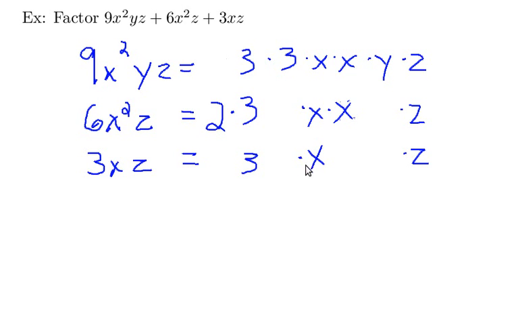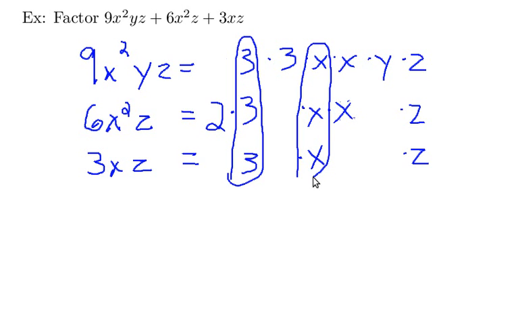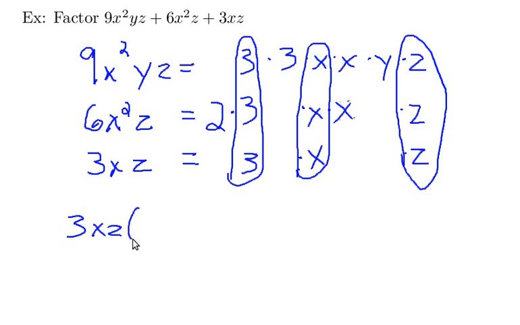So one thing that's very important to understand is that the terms have to be common to all of them before you can factor them out, not just some of them. That means that this one doesn't count. We can't use that because it's not common to all of them. So what is common to all of them? Well, this 3 is common to all of them. This x is common to all of them. And this z is common to all of them. So that means that the outside of the parentheses is going to be 3xz.